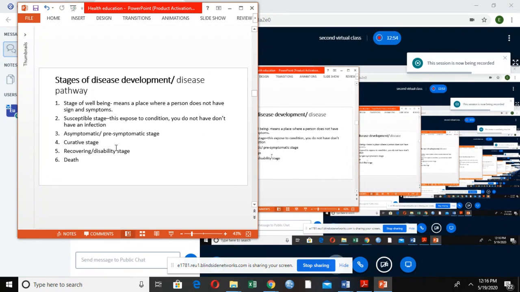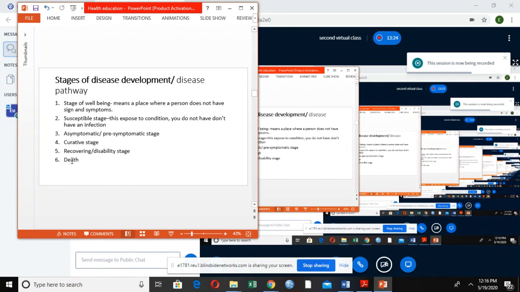Then stage number four is the curative stage. At this stage, you have started to develop some signs and symptoms. Even if you have not gone to any hospital, you know you're not feeling well, because signs and symptoms are very prevalent. You can see them or you can feel them. Then at this stage, that's when people go to hospitals, or they start to take remedies, or even go to take medicine from the pharmacy.